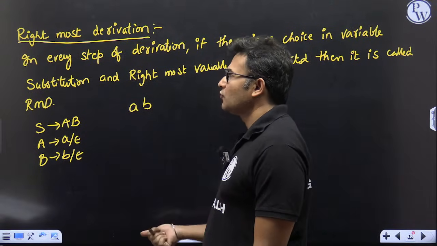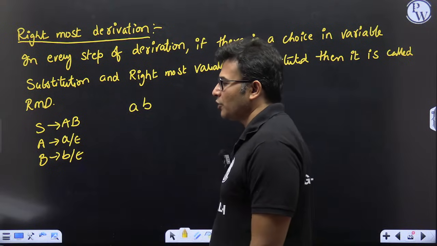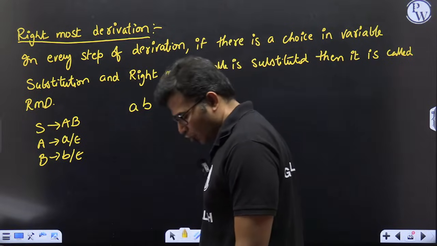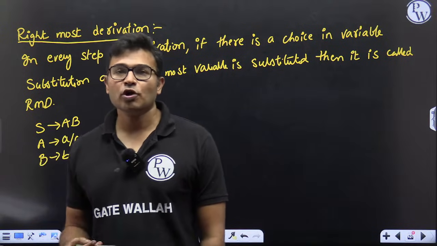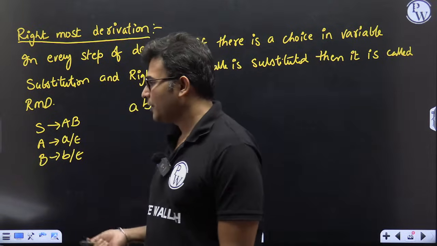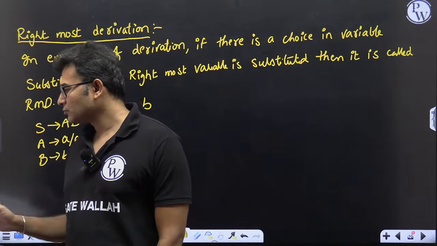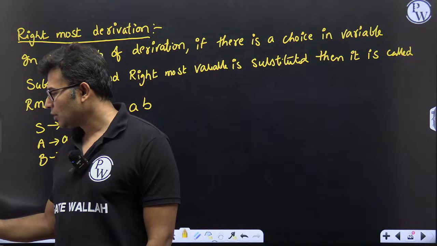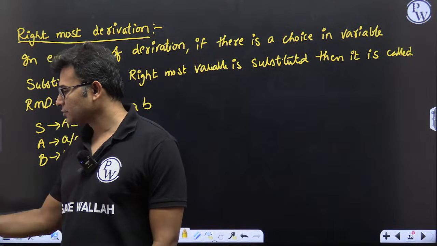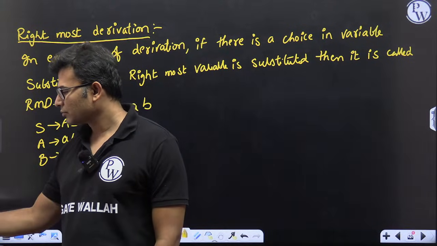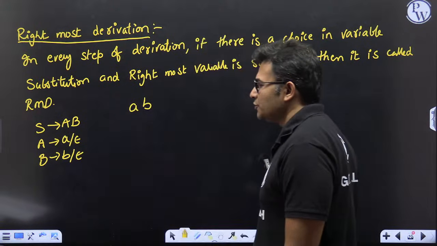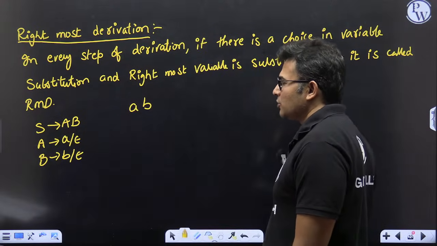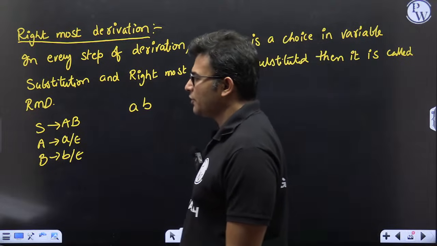And why are leftmost derivation and rightmost derivation important? Because top-down parsers will do leftmost derivation and bottom-up parsers will do rightmost derivation in reverse.